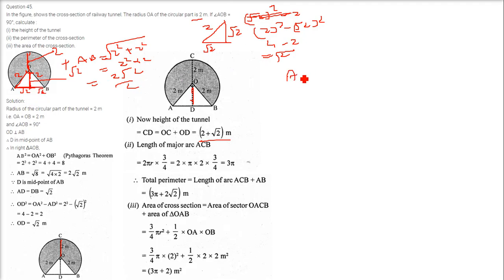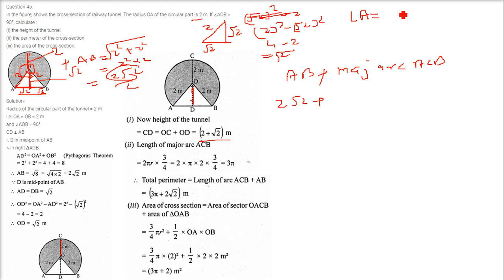AB we already know. So AB plus the major arc we have to use. Major arc, that is ACB. AB is already known to us, which is already found to be 2 root 2. So 2 root 2 plus major arc. Major arc is what? See, this angle is 90 degrees. So what will this angle be? It will be 270 degrees, 360 minus 90 is 270.